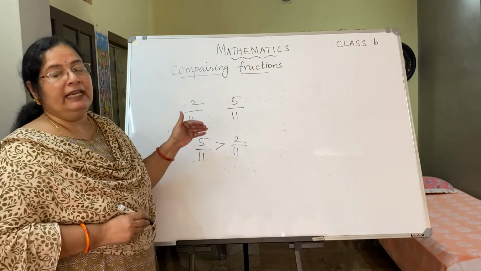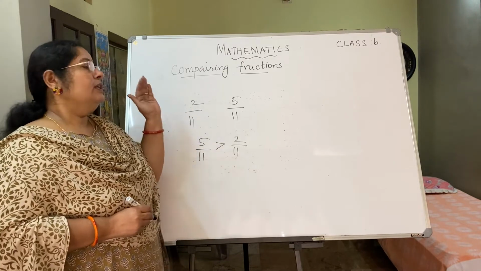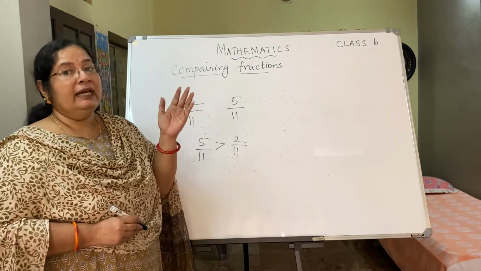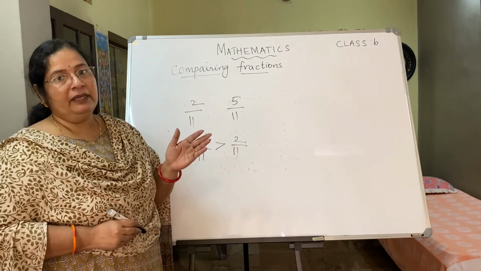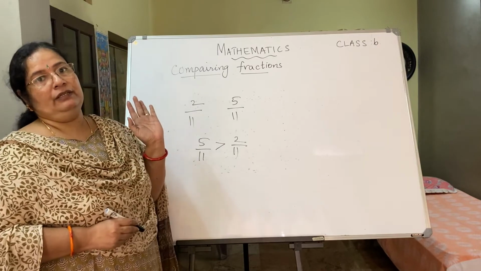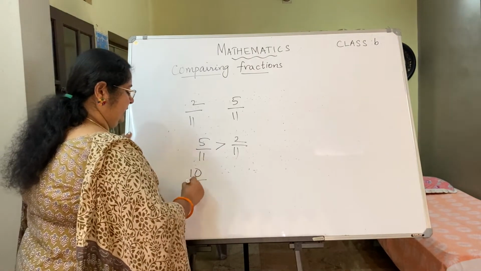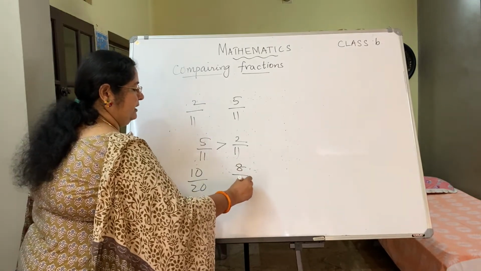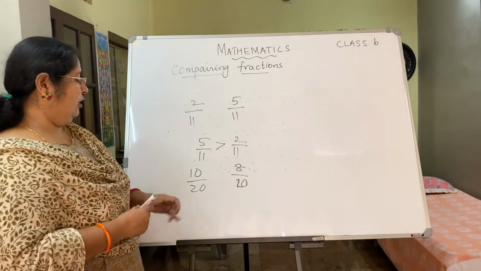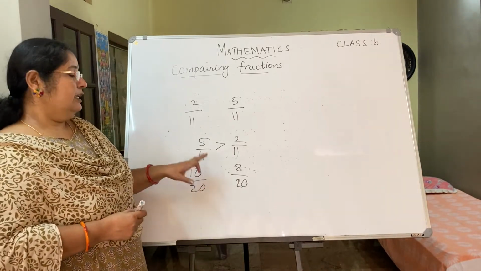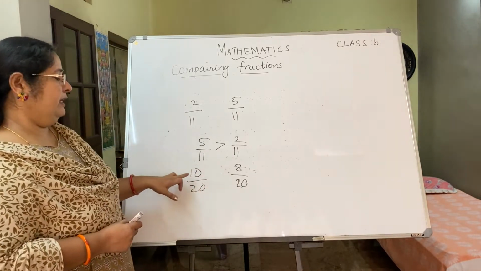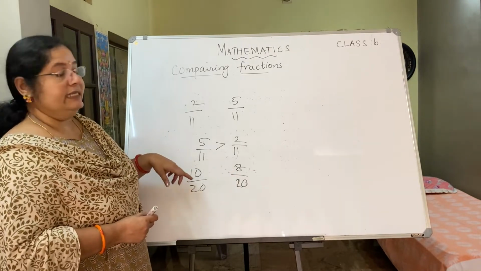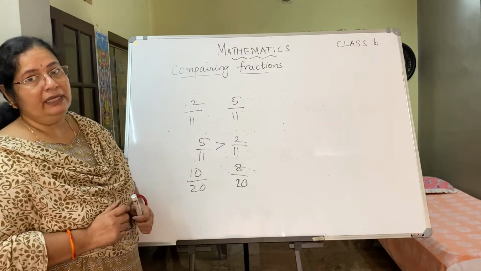So if given like fractions, what do you have to do? Just compare the numerators. The fraction with the greater numerator will be the greater fraction. Supposing you have 10 by 20 and 8 by 20. Both denominators are the same, so they form like fractions. Compare the numerators. Which numerator is greater? 10 is greater than 8. So which fraction will be greater? 10 by 20 is greater than 8 by 20.